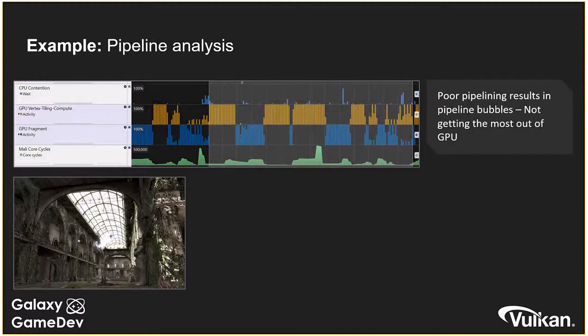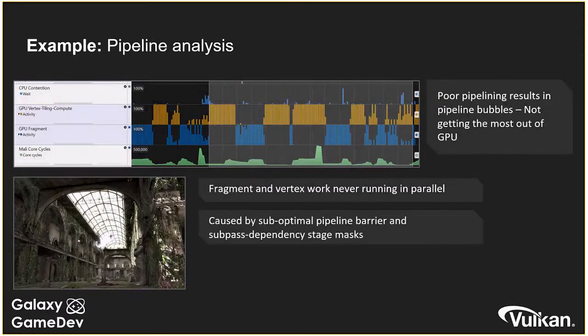So we've got a frame here, and we can see that we've got a bit of a problem because while the GPU is always doing something, it's always doing either vertex or fragment work. It's never doing those two things in parallel, and therefore there's an opportunity to do better. The main reason that we're having this issue is from suboptimal pipeline barriers and subpass dependencies. In Vulkan, it's really, really important that you get this right.